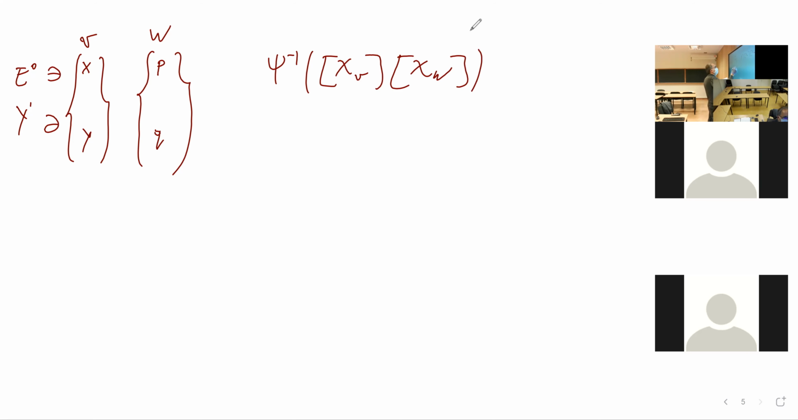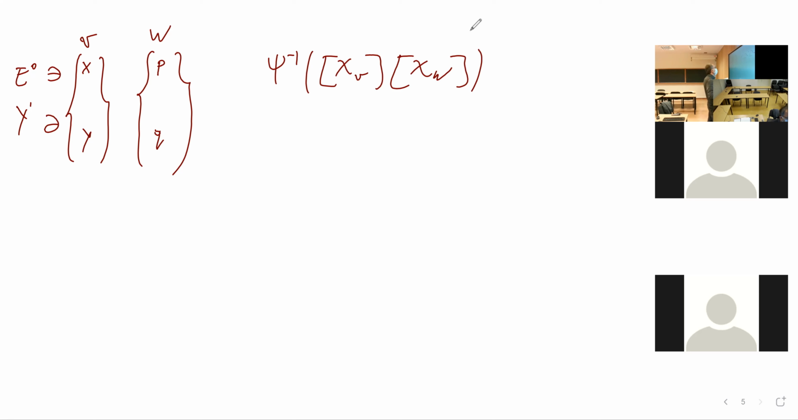Okay, and of course, what we have to compute is sine inverse of chi V, chi W. I was supposed not to write it. Okay, I'll stop from now on. So let's do it case by case.